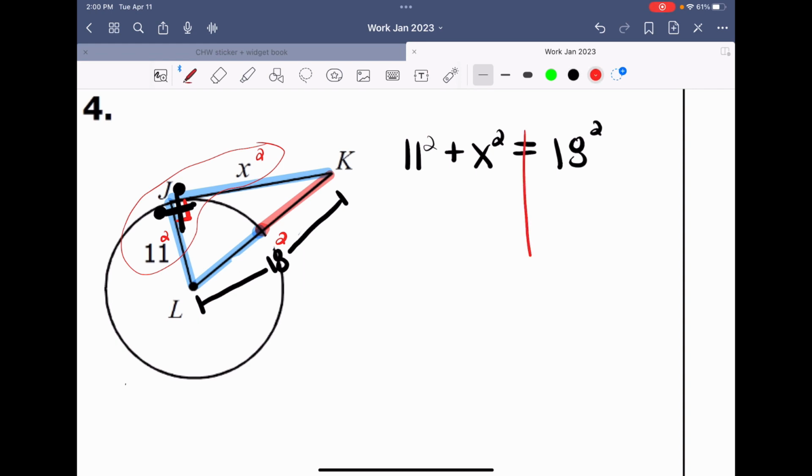And you're just going to follow your math. 11 times 11 is 121. Bring down the plus x squared. These two, it doesn't matter the order. You could put x or 11 first. That's fine. And then 18 squared is 324.